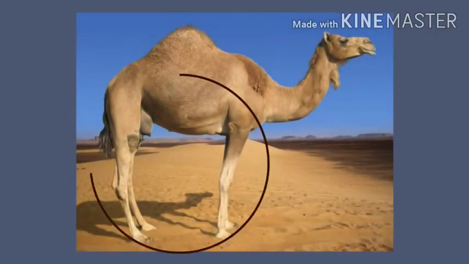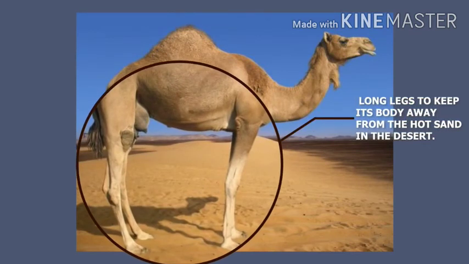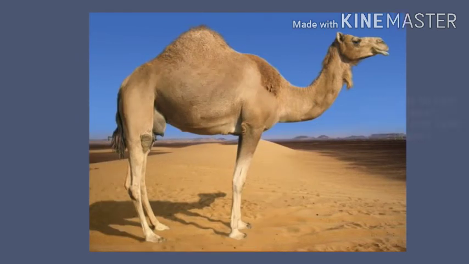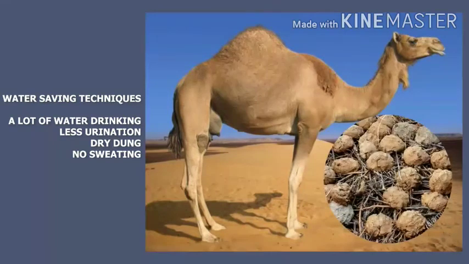Camel has long legs which keep the body away from the hot sand in the desert. This way camels are adapted to high temperature. A camel can drink a large amount of water and store it in the body. It passes a small amount of urine and thus preserves water in the body. Camel's dung is dry. Camel does not lose water by sweating. All these traits save a lot of water.